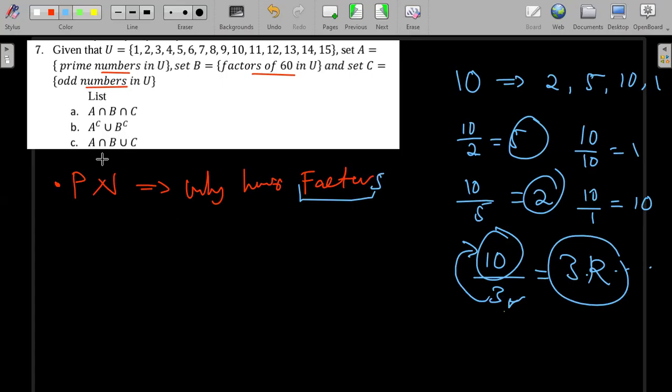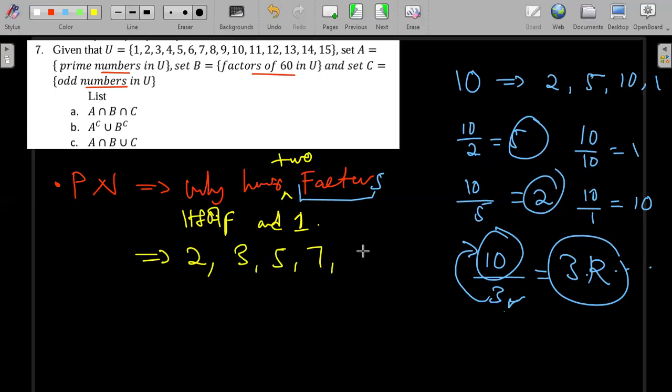Now, these prime numbers have a characteristic that they only have 2 factors: itself and 1. Meaning there's no other number that can go into that number without leaving a remainder apart from itself and 1. For example, the first one is the number 2. 2 is a prime number because only 2 and 1 can go into 2 without leaving a remainder. Then the other one is 3. 5 is a prime number, 7 is a prime number, 9.